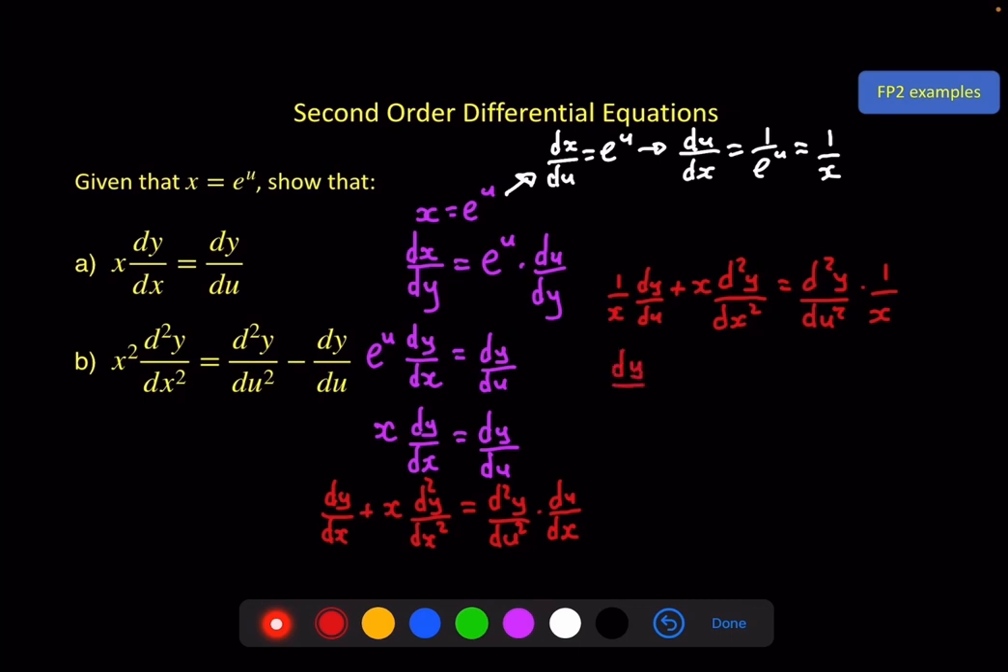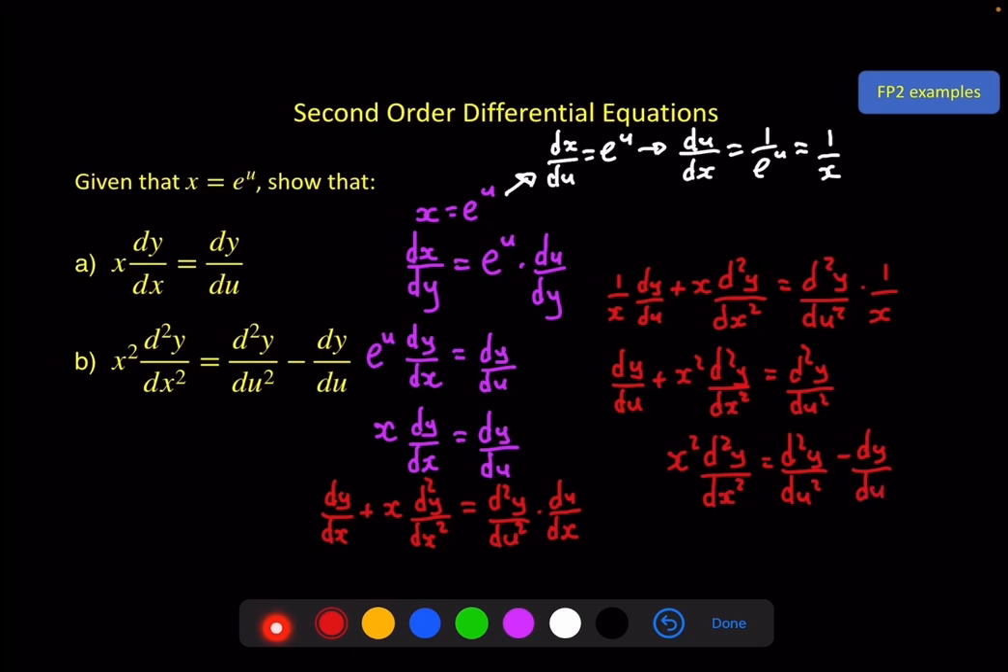This gives me dy by du plus x squared is equal to this. Simple bit of rearranging now gets me the result I need. So in purple, we've got the answer to part A, and in red here, the answer to part B.